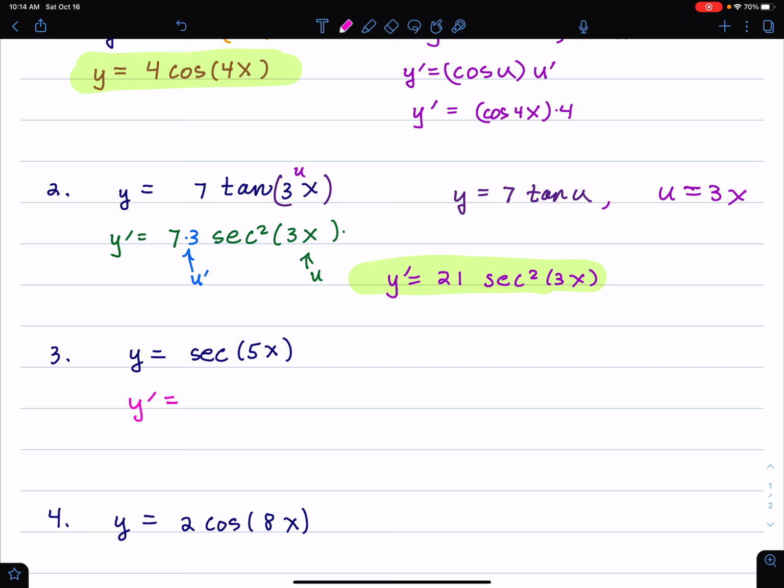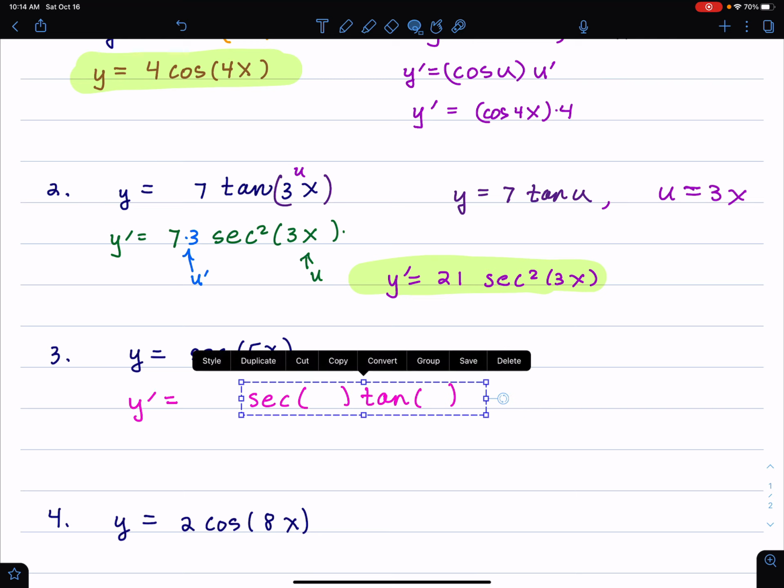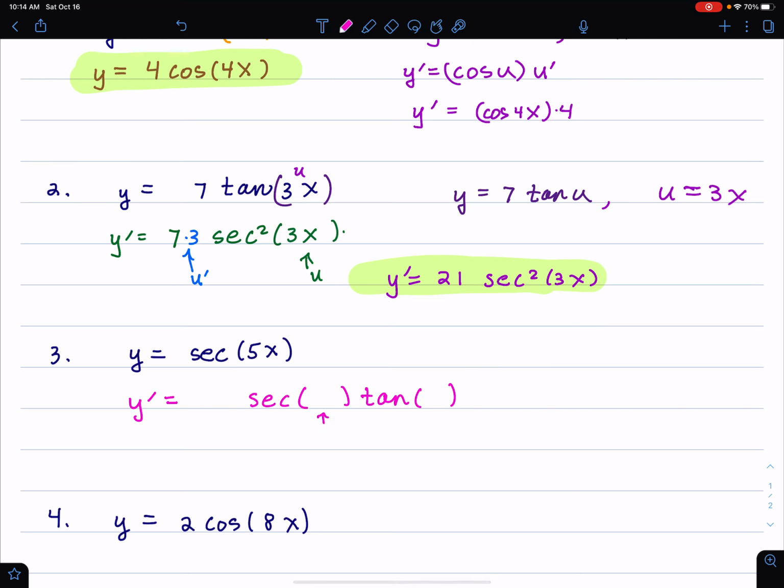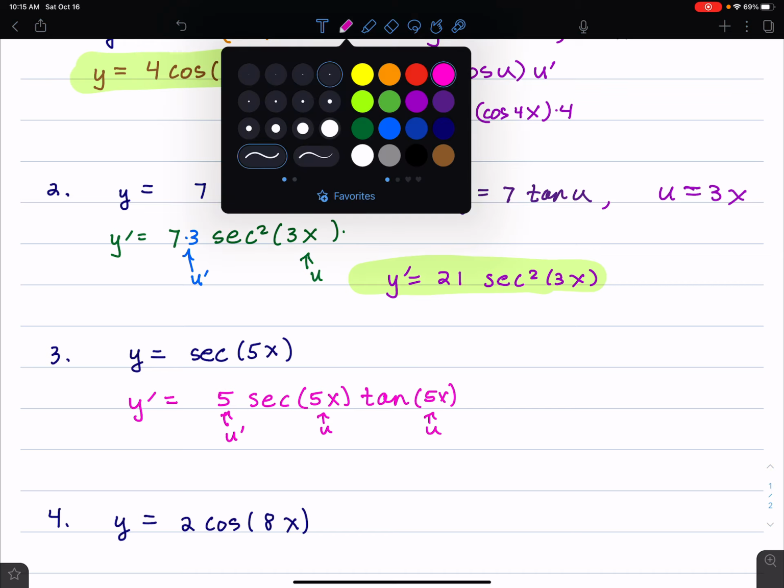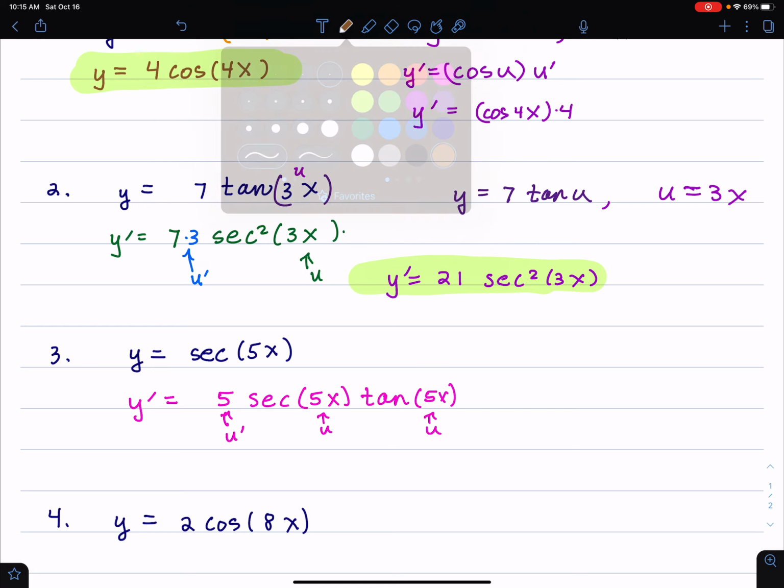It is secant u tangent u. That's what that is. And we need to put u in both places. We keep the inside exactly the same. And then what do we multiply? We multiply by u prime, which is 5. So there's a lot of things going on there. Do you want to do it on the side? Maybe not, but maybe you do.